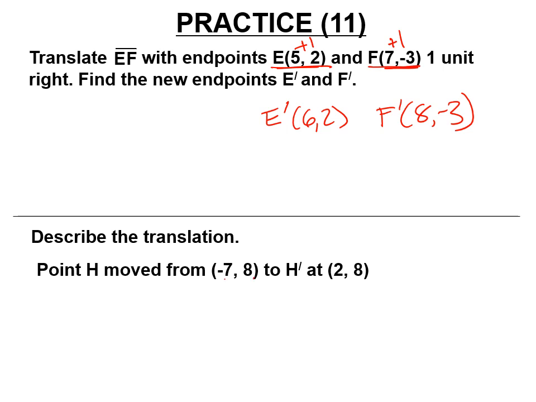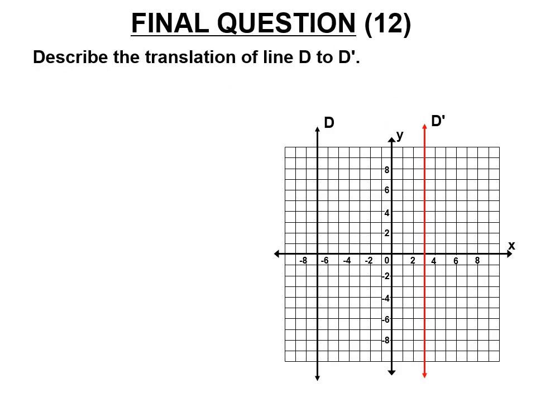We went from negative 7, 8 to 2, 8. So from negative 7 to positive 2 is adding 9. So we went 9 units to the right. Right, so we translated D to D prime. So it's at negative 7 here. And here is at positive 3, right? This is a relation of x equals negative 7. This is a relation of x equals 3. And we went 10 units to the right.